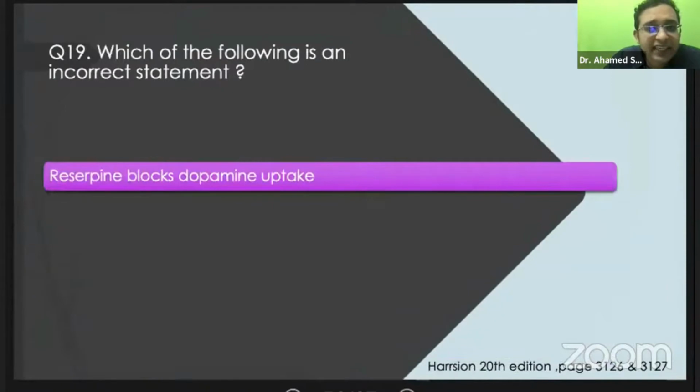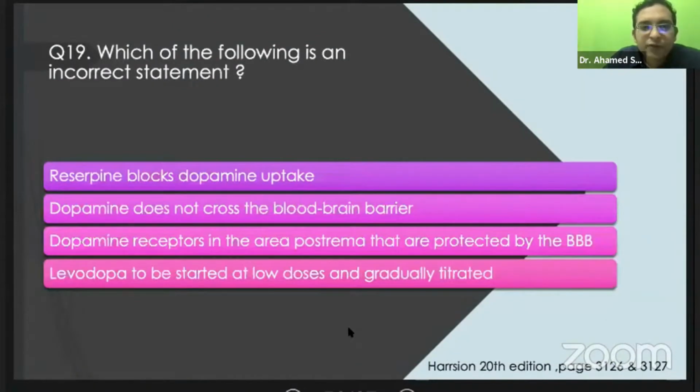Which of the following is an incorrect statement? One of the side effects of these dopa medications, this levodopa: levodopa is usually given because it crosses the blood-brain barrier, and if dopamine is given directly, it causes side effects. Basically nausea, vomiting, postural hypotension, etc. are due to the area postrema, that is the CTZ, chemoreceptor trigger zone stimulation. So that is what happens here.